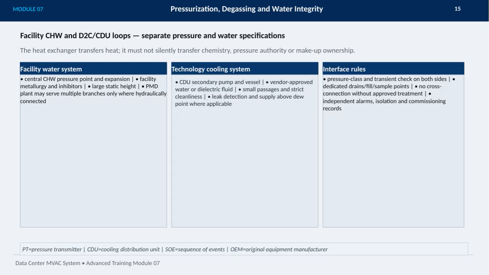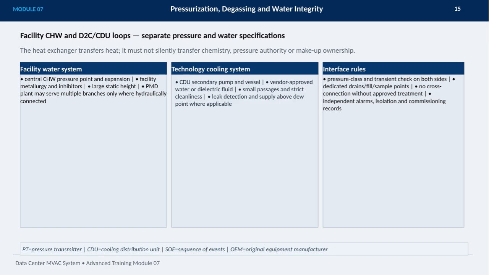In this module, we're focusing on pressurization, degassing, and water integrity within data center MVAC systems. It's essential to understand that the facility chilled water and the cooling distribution unit loops have separate pressure and water specifications. The heat exchanger plays a critical role by transferring heat without transferring chemistry, pressure authority, or makeup ownership silently. On the facility water system side, we deal with a central chilled water pressure point and expansion, facility metallurgy and inhibitors, a large static height, and the PMD plant serving multiple branches only when hydraulically connected.